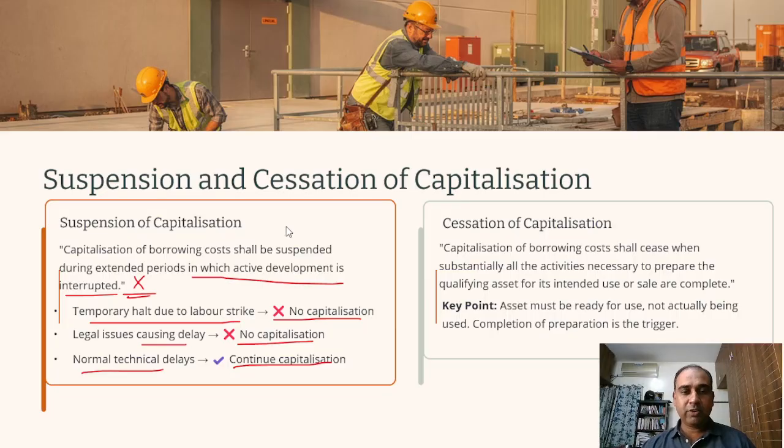So suspension of capitalization. Suspension means it's a temporary hold. It's a temporary hold on capitalization. When the strike is over, capitalization can start again.